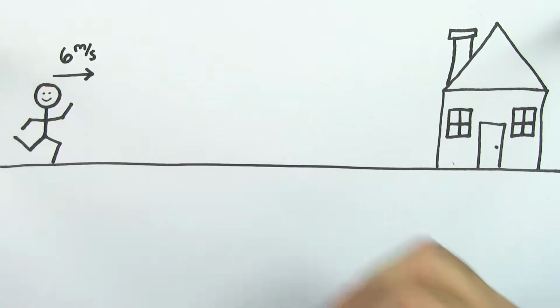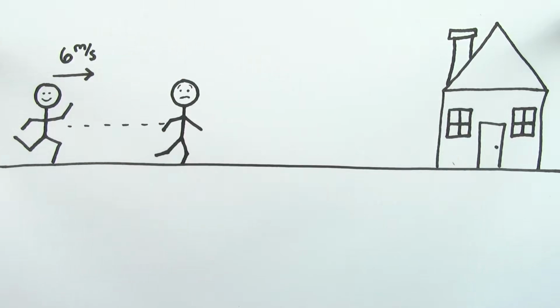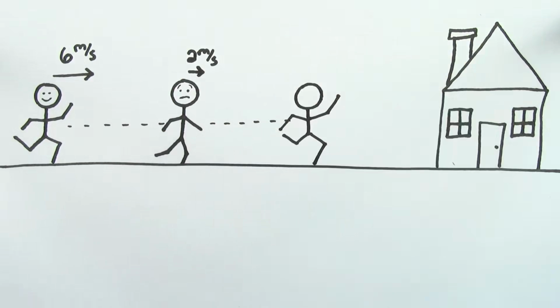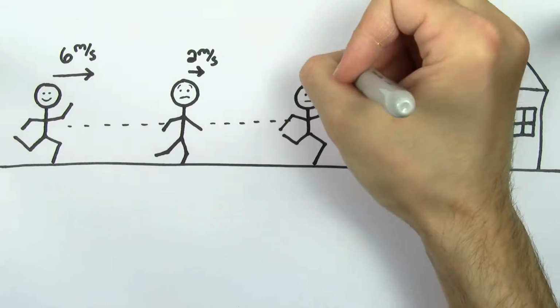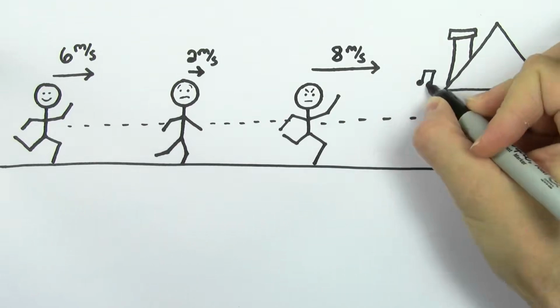You're pretty motivated to get home, so say you start running at 6 meters per second. Maybe it's been a while since the last time you ran, so you have to slow down a little bit to 2 meters per second. When you get a little closer to home, you say, "No. Captain Antares wouldn't give up, and I'm not giving up either," and you start running at 8 meters per second, and you make it home just in time for the opening music.